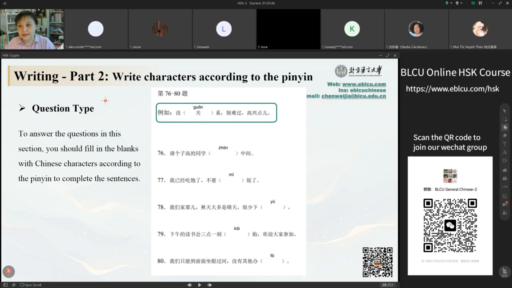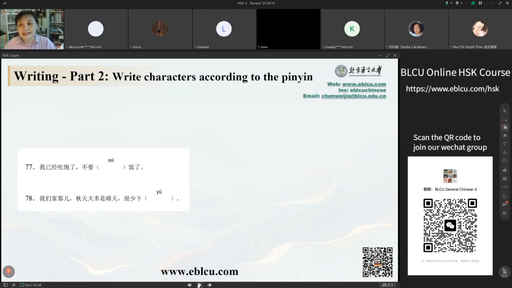Okay, then the next part, writing part 2, is writing the characters according to the pinyin. Here is an example. You have a sentence with a blank, and they will give you the pinyin for the blank, and you need to write the Chinese characters in the blank according to the pinyin and the meaning of the whole sentence. This is the only part that I cannot give you many tips for, because it only tests whether you know how to write the Chinese character. If you don't know how to write it, you can't answer this part. So there are no tips for this one.